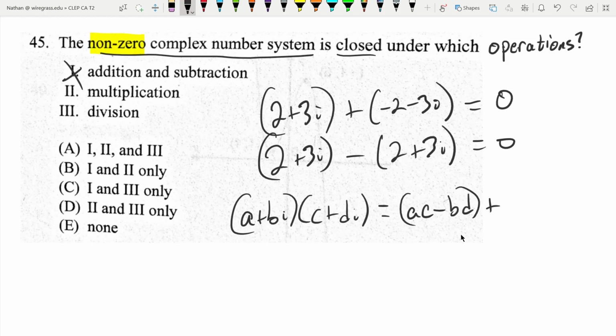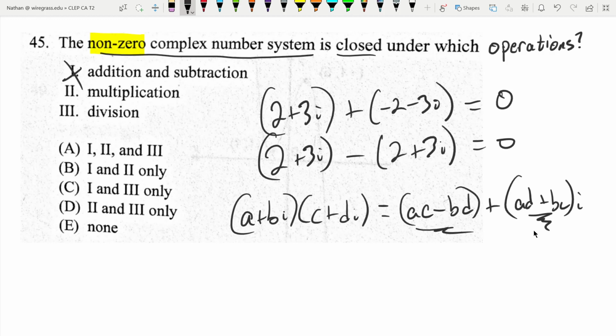And then we're going to add that on to the complex portion, which is going to be A times Di, and then B times C, so plus B times C, and that's going to be multiplied by i. So this is the real portion, and this is the complex portion. And to make this 0, you'd have to have both of these parts equal to 0. And it's kind of hard to do without testing some numbers.